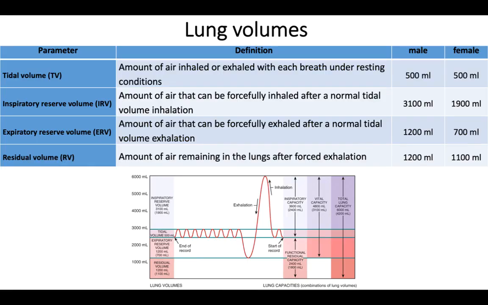All right, so that's probably a good place to stop. That's a lot of information. So work on that information, process that a little bit, and then we're going to move on to what we call lung volumes and lung capacities.